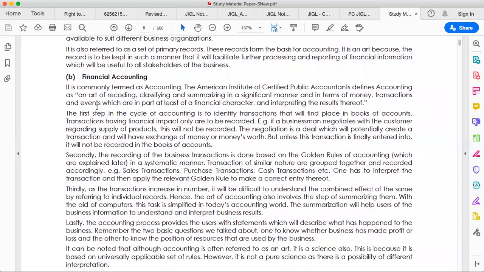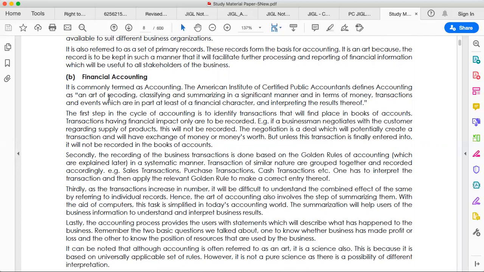They give the definition as: accounting is an art of recording, classifying, and summarizing in a significant manner and in terms of money, transactions, and events which are in part at least of a financial character, and interpreting the results thereof. So they have just given the extended version of what Bartley Boy gave.